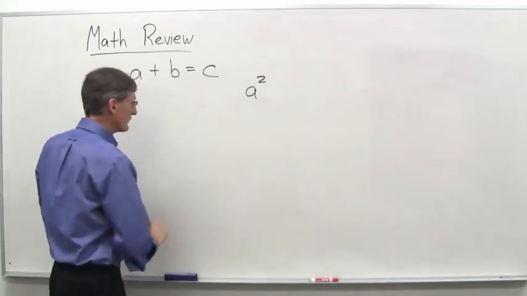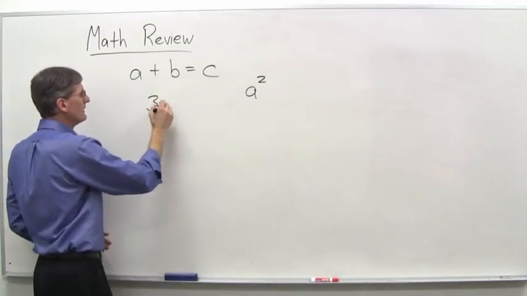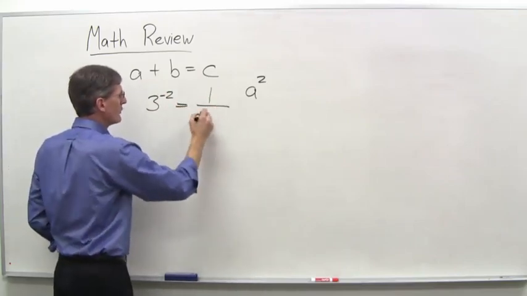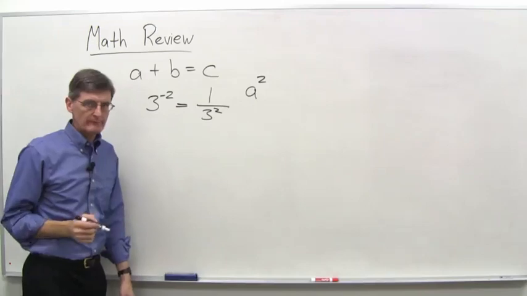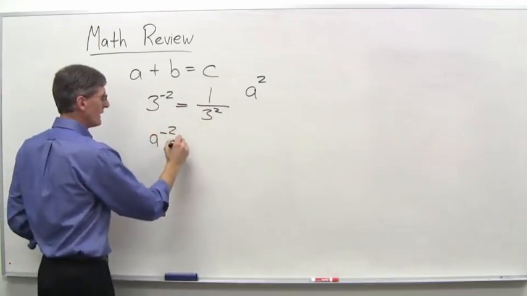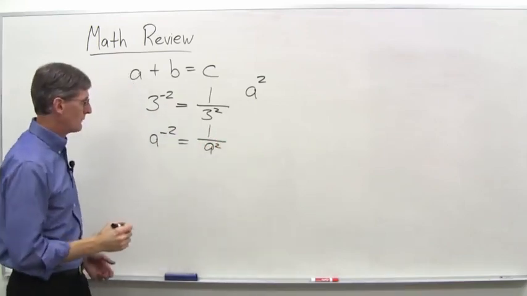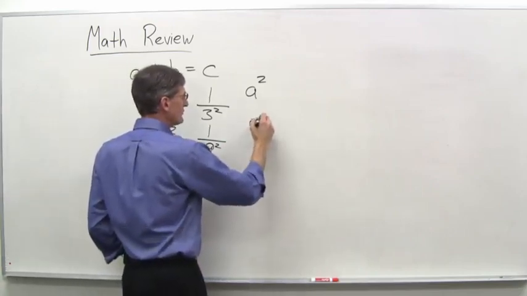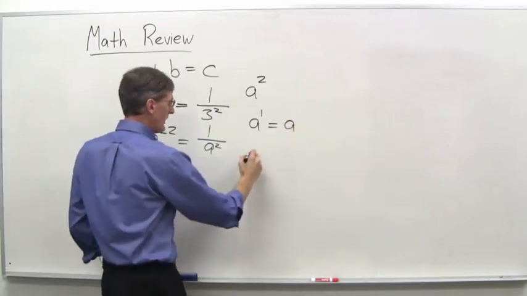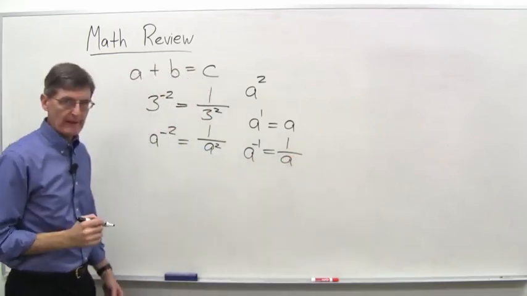Another thing along with this, we have negative exponents. So if we have, say, 3 to the negative 2 power, that's defined to be 1 over 3 squared. Okay, so 1 over 3 squared, 3 to the negative 2, or if we use a to the negative 2 power, it equals 1 over a squared. Remember also that a to the first power, a to the 1, simply equals a. So a to the negative 1 is the same as 1 over a.